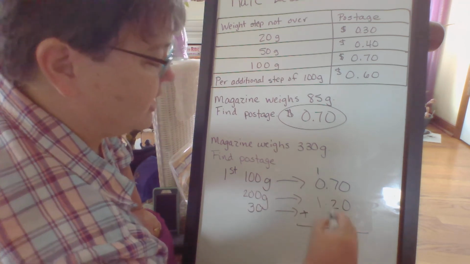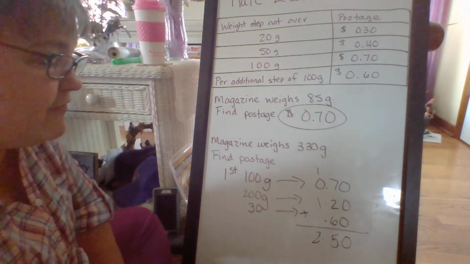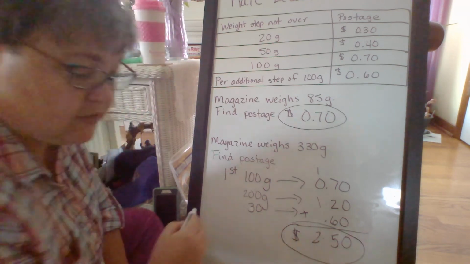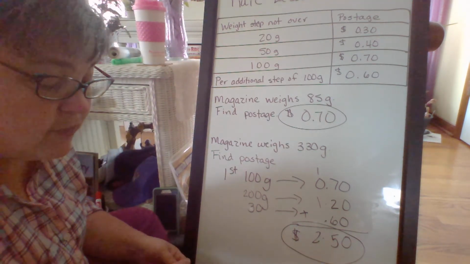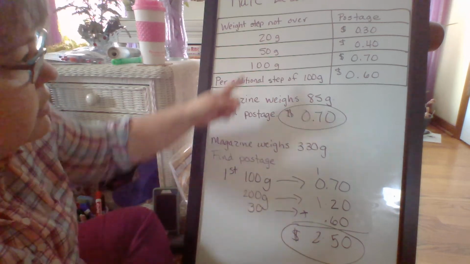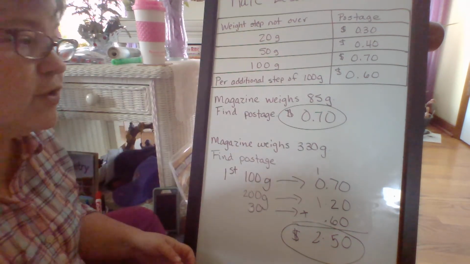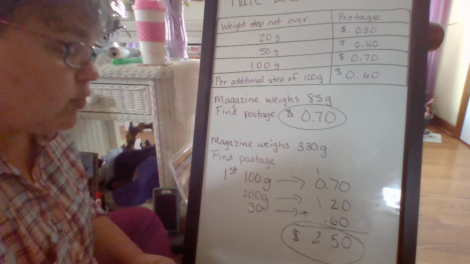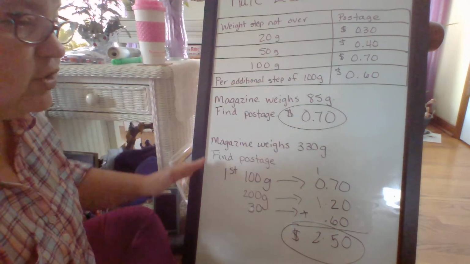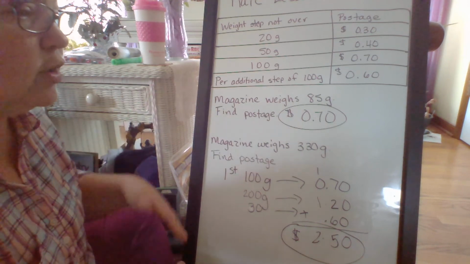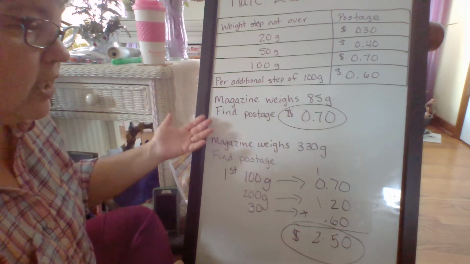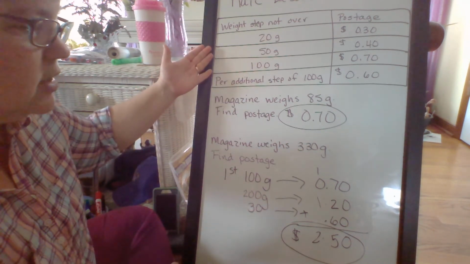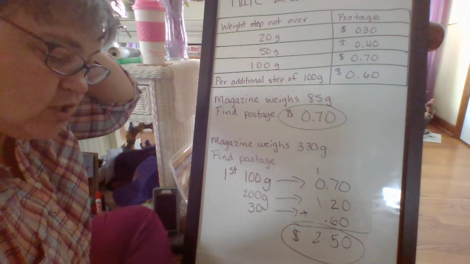So we're going to pay $2.50 for this 330 gram magazine, this package. So today we're really talking about things that you find out in the world. Parking lot meters and postage. Amount you're going to pay for postage in grams.